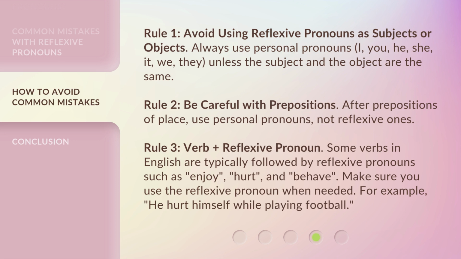Rule 3. Verb plus reflexive pronoun. Some verbs in English are typically followed by reflexive pronouns, such as enjoy, hurt, and behave. Make sure you use the reflexive pronoun when needed. For example, "He hurt himself while playing football."